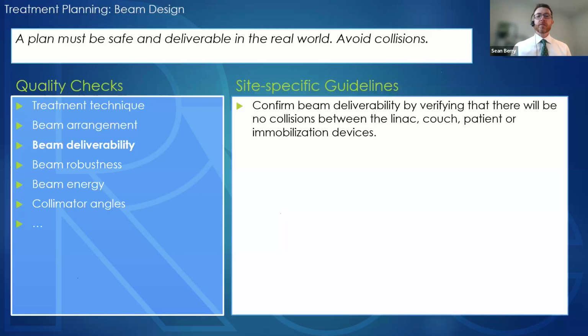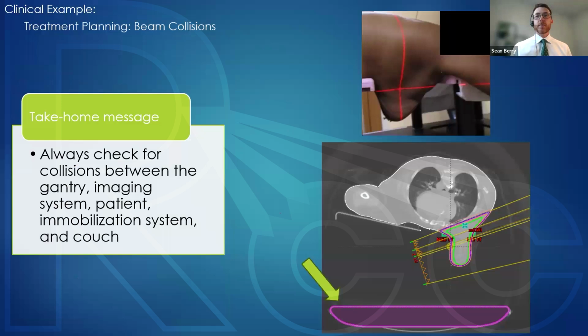In terms of beam deliverability, collisions is always something that we have to pay attention to. Here's an example of a prone breast patient on what's called a prone breast board. So the purpose of this is to hang the patient up. So if they have a pendulous breast, it hangs down away from the heart and lungs. It allows you to treat the breast without treating the heart and lungs too much. But because they're so high above the table, you can easily have a collision with a contralateral beam here and the edge of the couch.